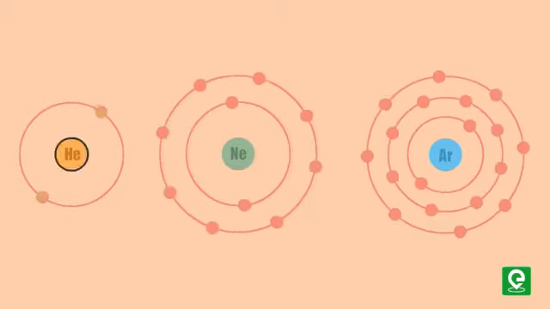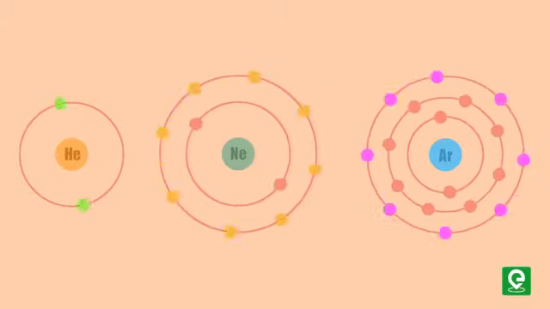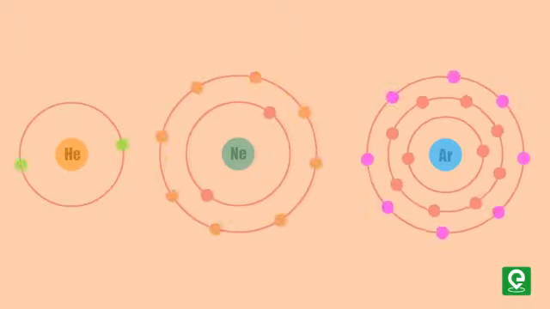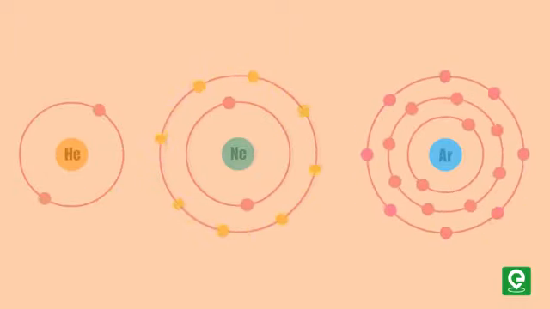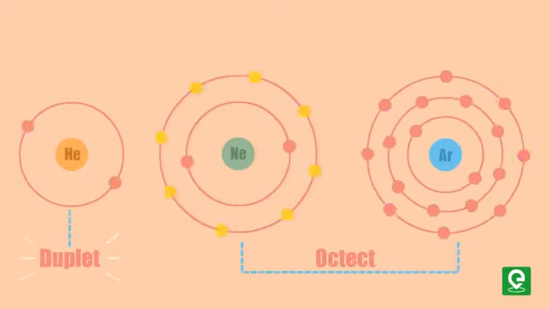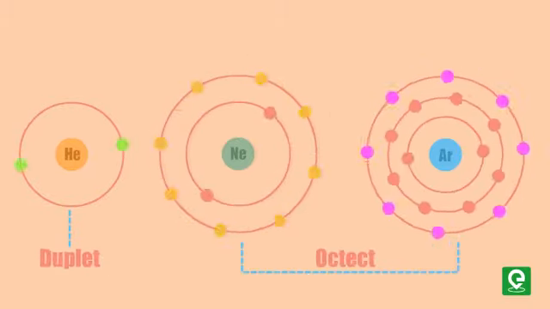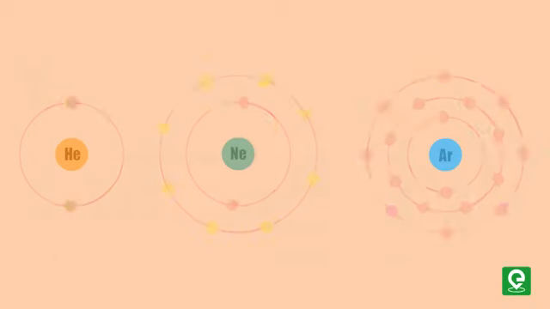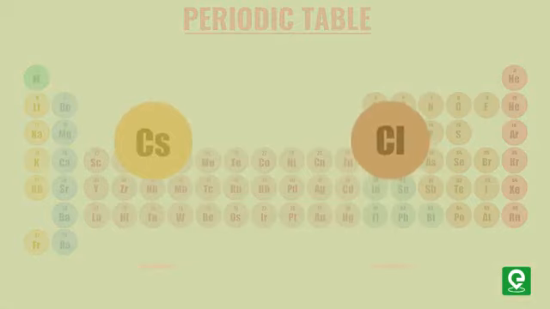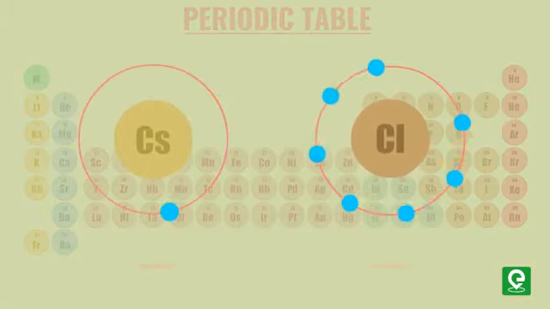Helium is also an inert gas, but its electronic configuration is 1s2, which is a duplet configuration. It is also stable due to fully filled valence s orbital. Octet and duplet configuration are considered to be stable in nature. Every other element tries to attain the configuration of the nearest inert gas either by losing or by gaining electrons.